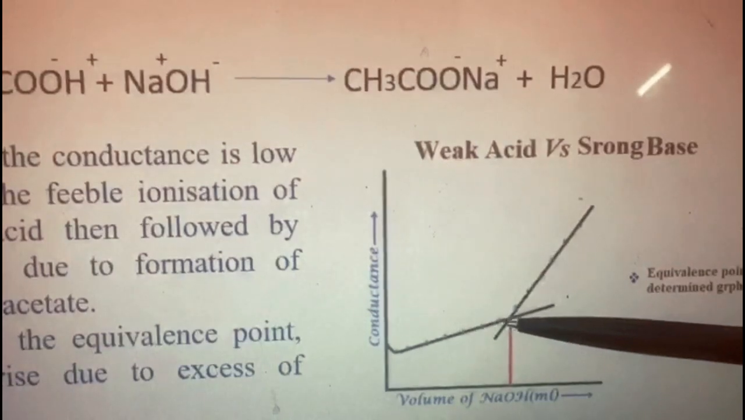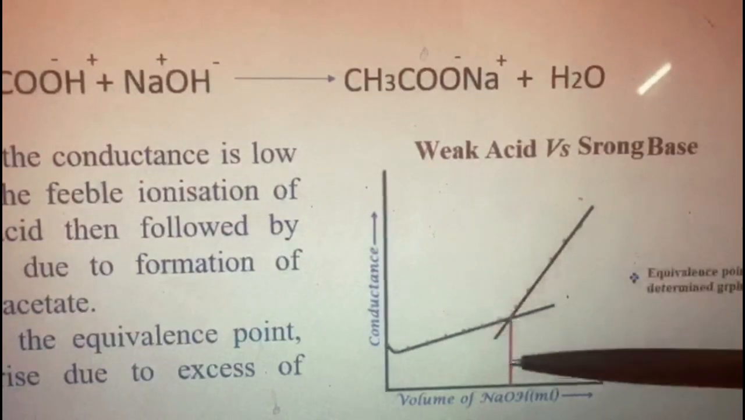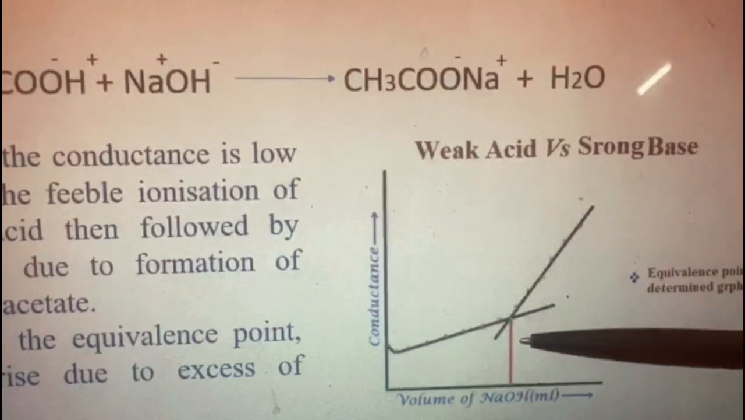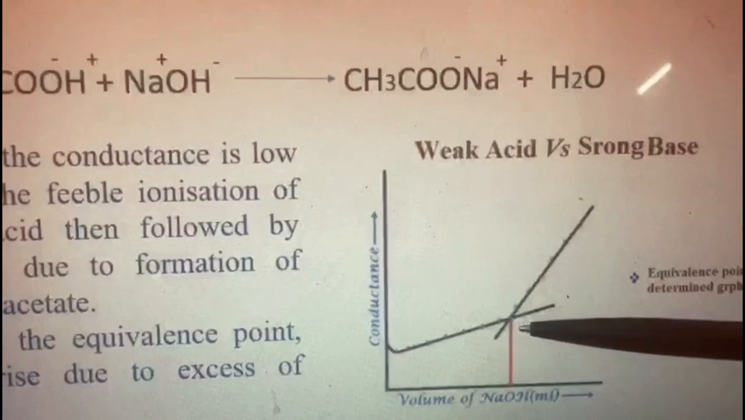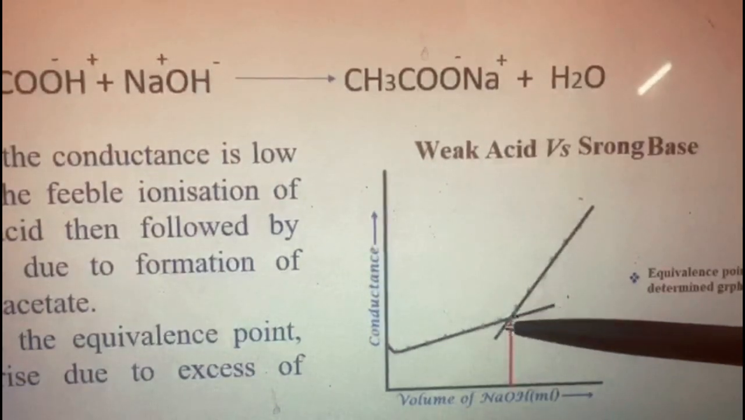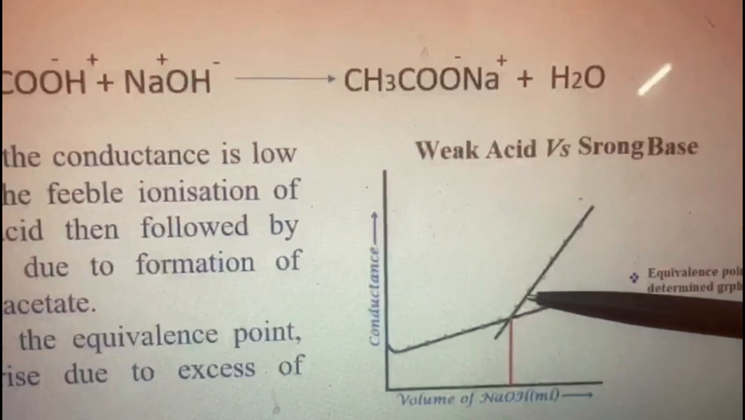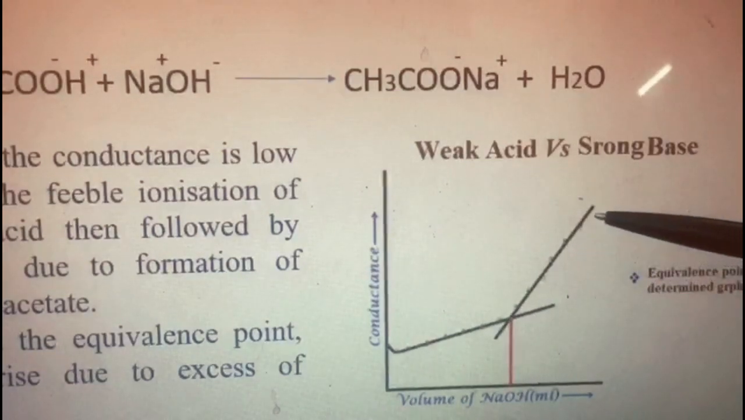Then after this point, all of the acetic acid is completely neutralized with sodium hydroxide. Then with further addition of sodium hydroxide in the conductivity cell, there will be the presence of only OH minus ion. We know the conductance of OH minus is very high, that is why the graph rises steeply.